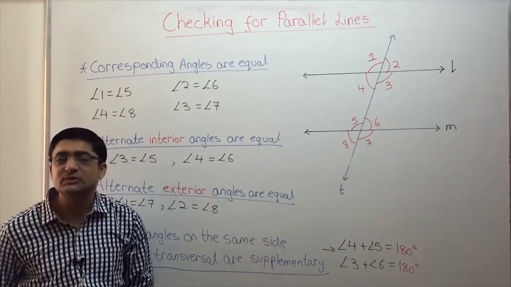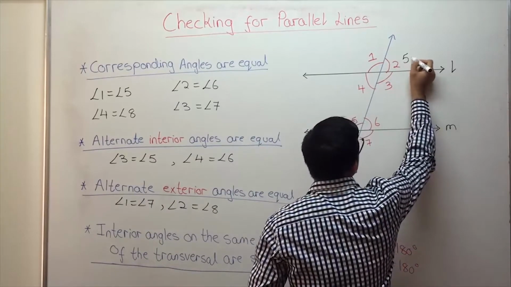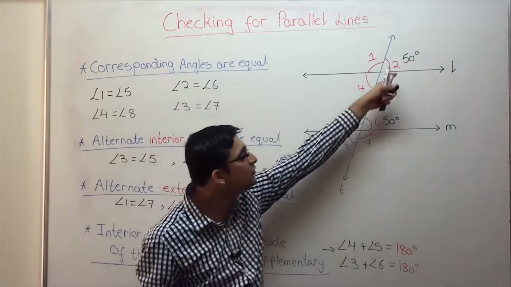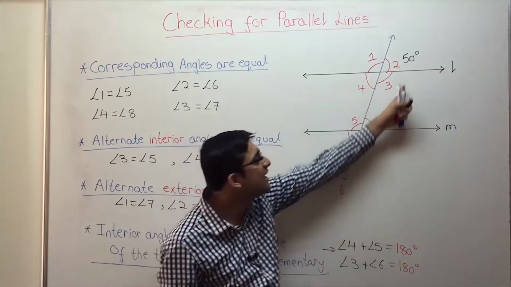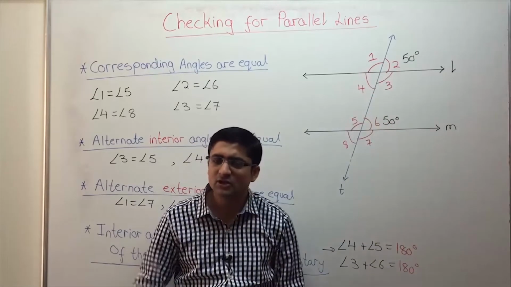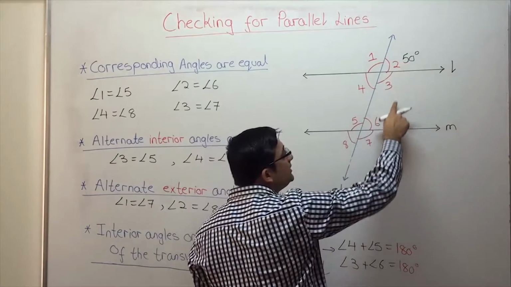So let me demonstrate this with the help of an example. So let's say I give you angle 2 is 50 degrees and angle 6 is 50 degrees. So in the question, you'll have two lines L and M, a transversal T, and let's say you're given these two angles. Now you're asked, are these two lines parallel? So first of all, get the relationship between the two angles. What is the relationship between these two angles?